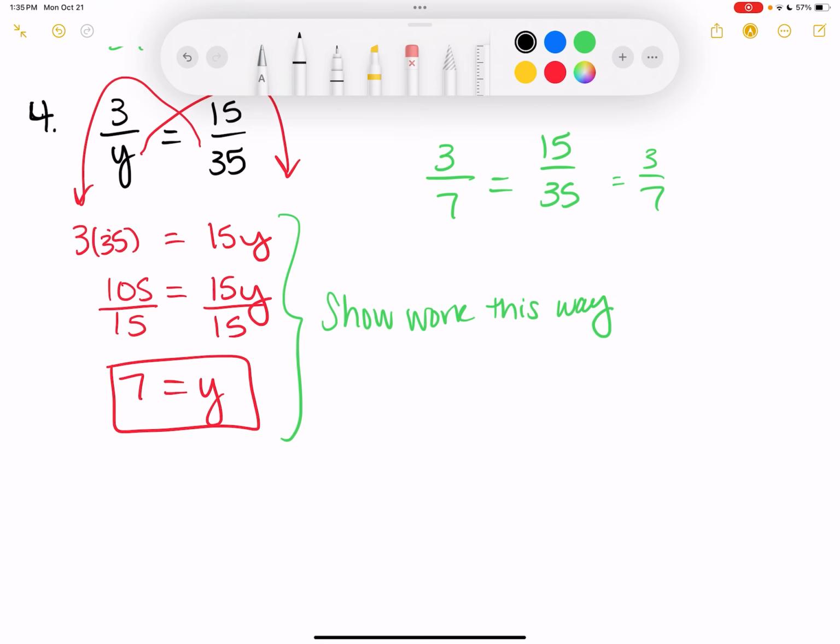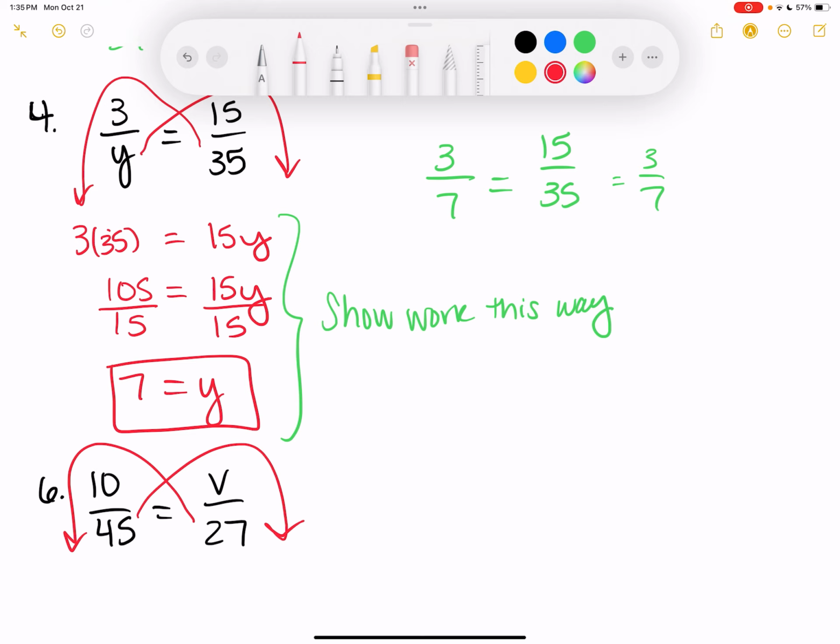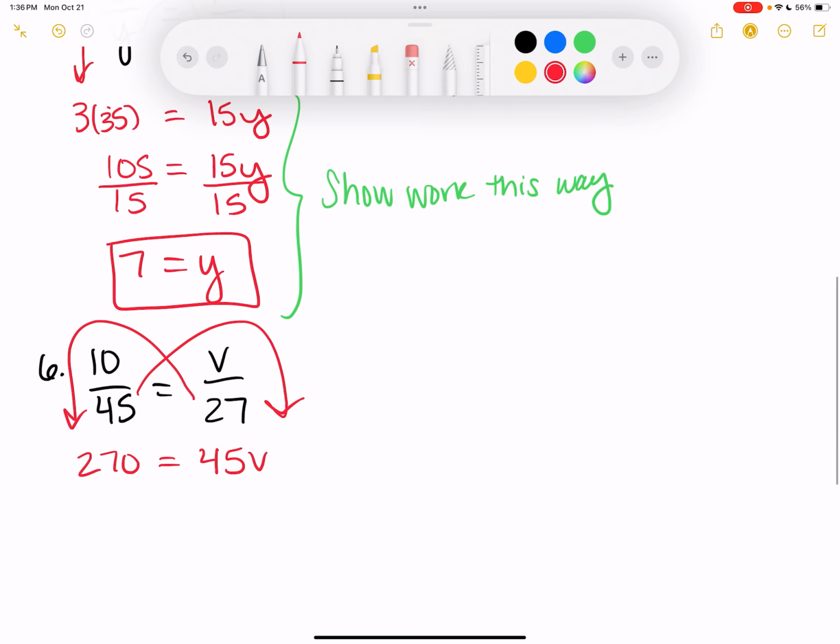Alright, number 6. 10 over 45 equals v over 27. Don't say the answer, John. So I've got to cross multiply. What's 10 times 27? 270. 270 equals 45v. Divide by 45.